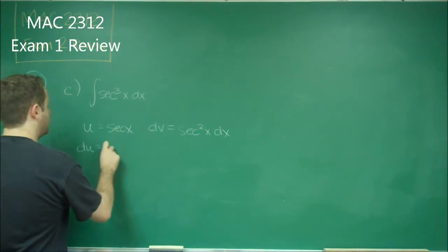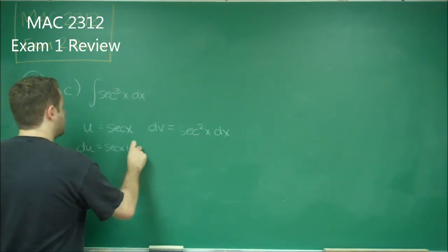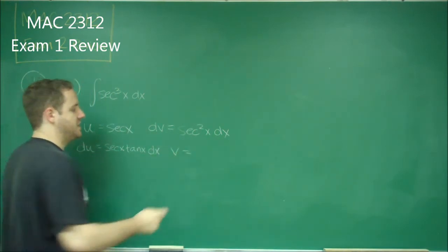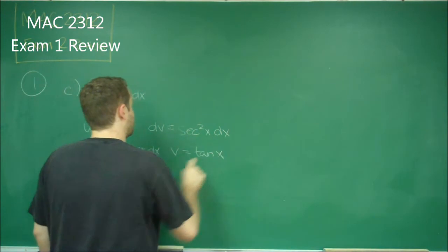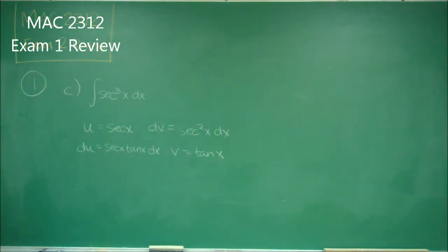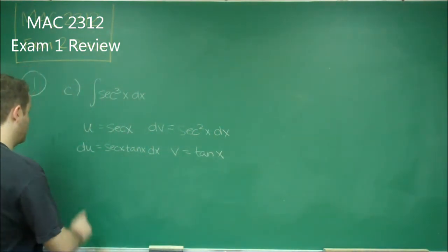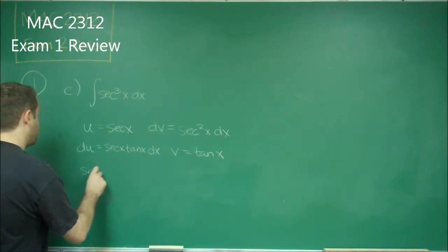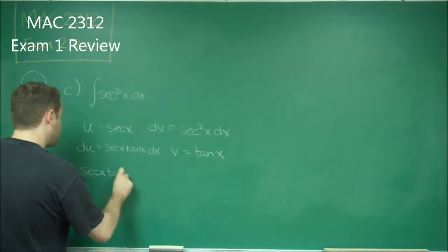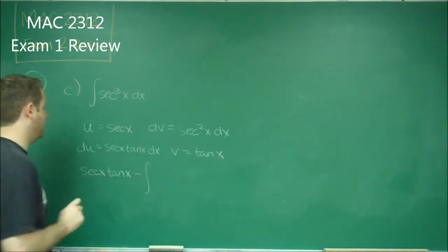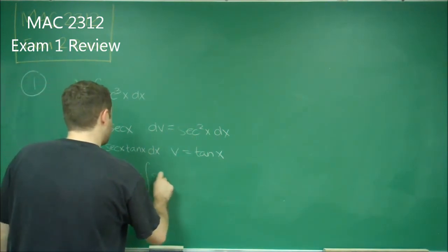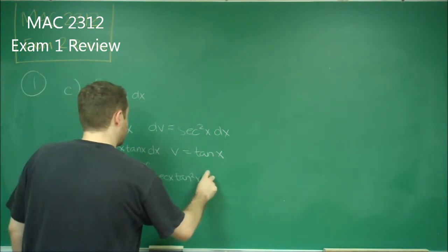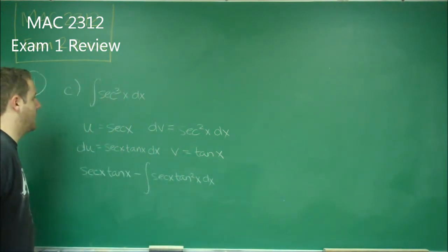The derivative of secant is secant x tangent x dx. And the antiderivative of secant squared is tan x. So if we do our integration by parts, let's see what happens. We have uv first, so we get secant x tangent x minus the integral of v times du, which in this case would be secant x tan squared of x dx.